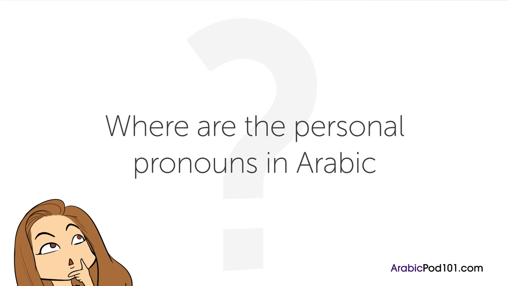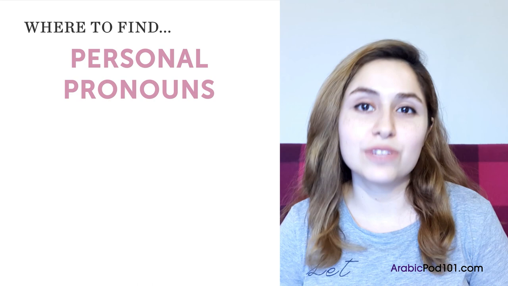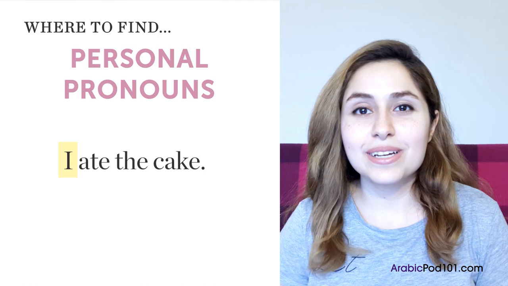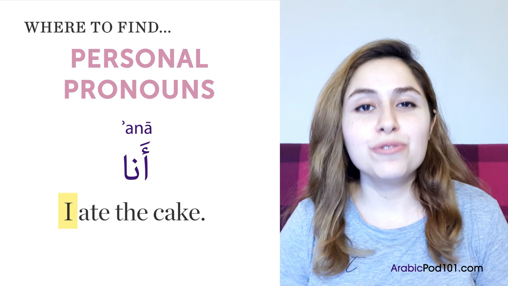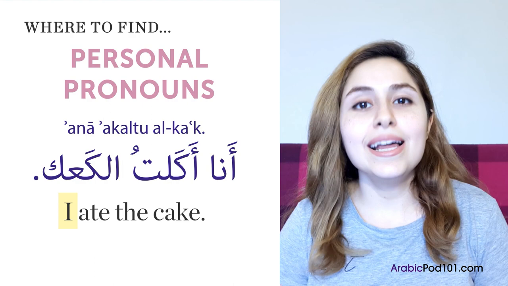In one of the previous lessons, we've already discussed what the sentence structure is like in modern standard Arabic. In this lesson, we will show you what Arabic personal pronouns look like independently. In English, subject personal pronouns precede verbs, like in this sentence, I ate the cake. In Arabic, it's possible to use the independent personal pronoun أنا, meaning I, before the verb. For example, I ate the cake can be translated as أنا أكلت الكعك.